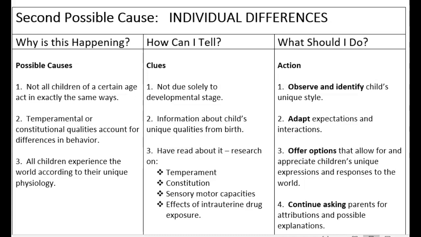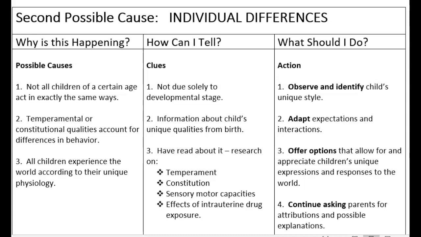You want to observe and identify their unique style of how they approach the world. You want to adapt your expectations in your interactions. If you're taking a child to a birthday party and you know that that child gets very overwhelmed in large groups, lots of noise, then you want to prepare for that. At some point, you might want to take the child aside and just have some quiet time with them. You want to offer options that allow for and appreciate the child's unique expression and response to the world.